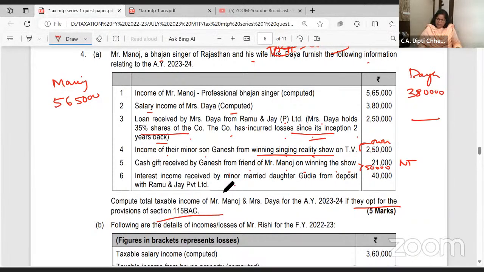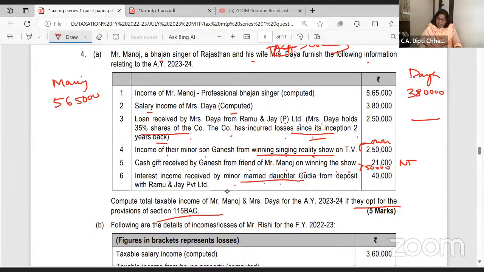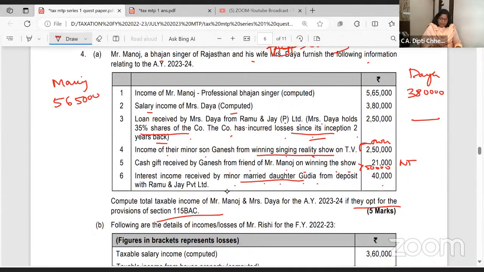Interest income received by married minor daughter. Oh, ma'am, you have said minor's income is clubbed in the hands of the parent who is having higher income. But if she is married, yes. Minor includes married minor daughter, stepchild, adopted child. So married minor daughter's income will be clubbed in the hands of the parent who is having higher income.